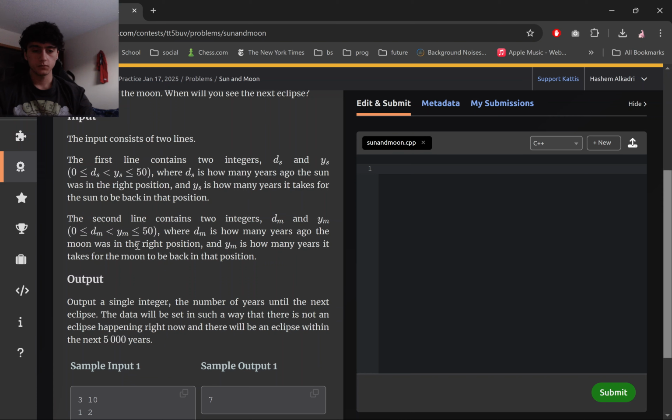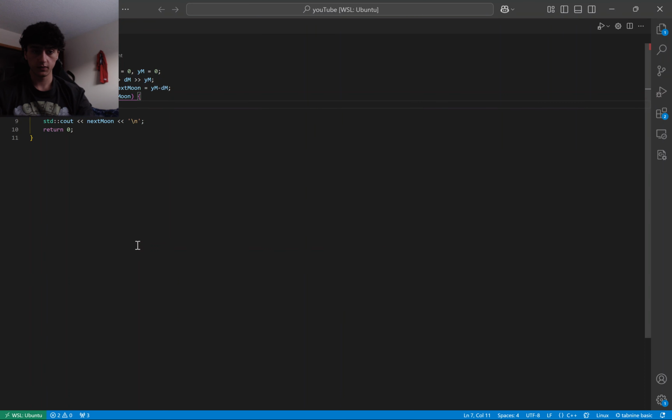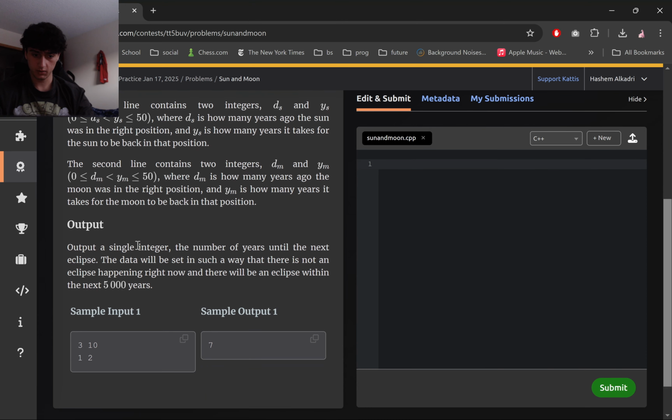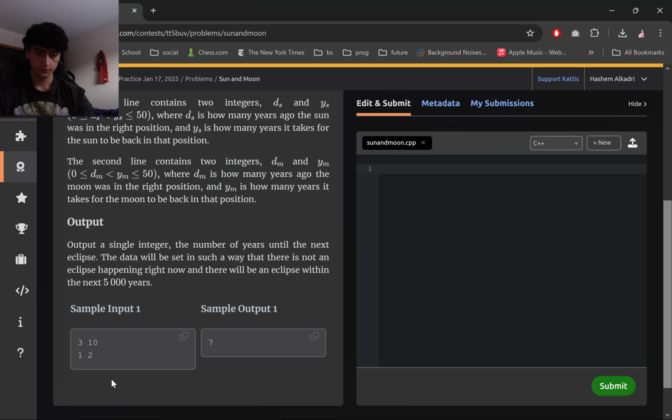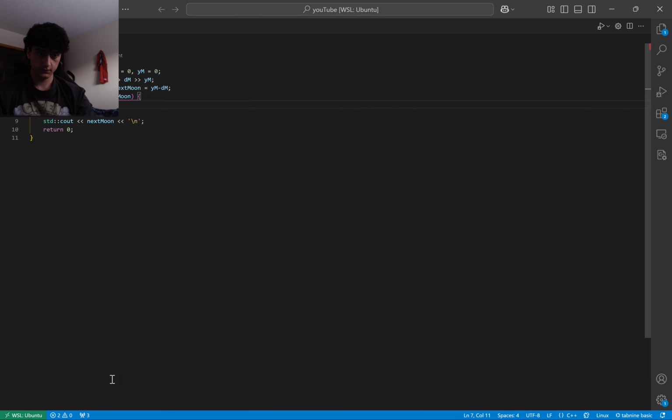Okay, and so if it isn't, which, I mean, it isn't the case here, one idea I have is that if nextMoon is less than nextSun, which again, one of them is going to be less than the other. If they're equal, it's going to exit. We're going to go nextMoon plus equal dm.